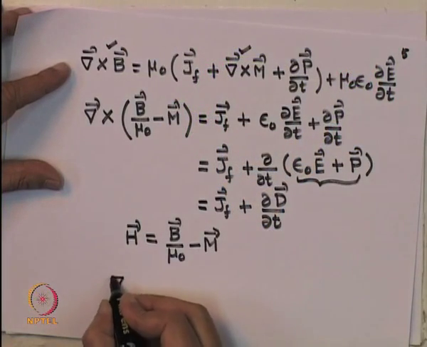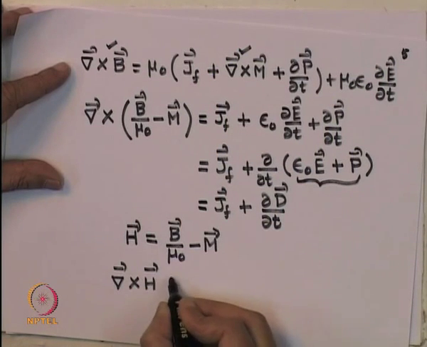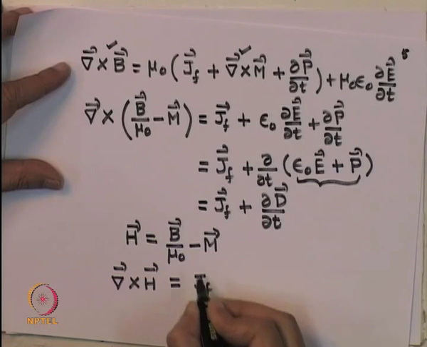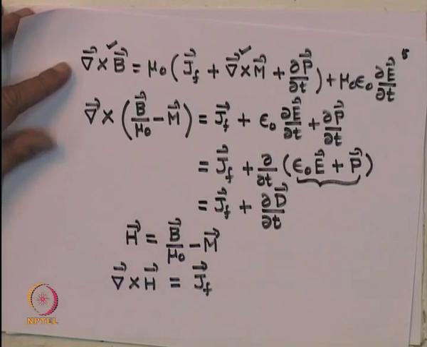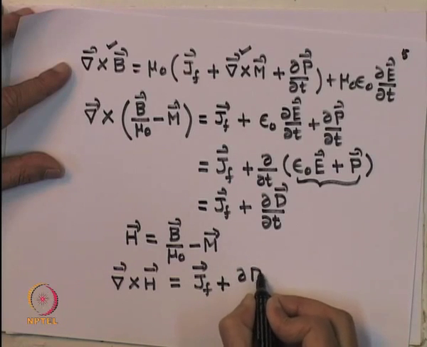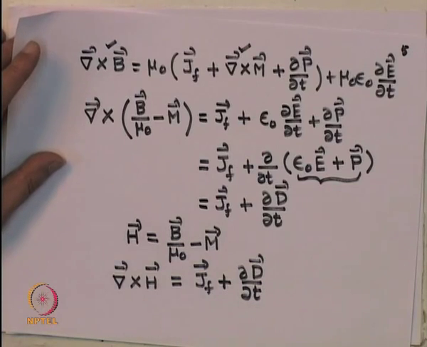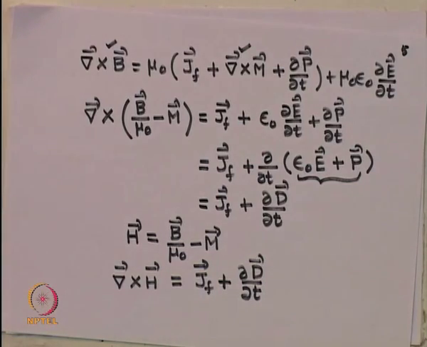So, this equation then gives me del cross H is equal to J free, which is the form we had before we introduced the displacement field, plus dD by dt. With this, we complete our last of the equations, which is Maxwell's modification to Ampere's law.